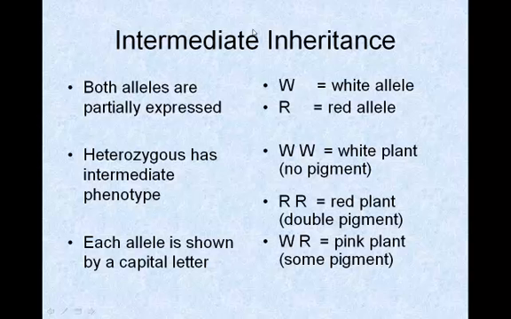But if you have a plant that has a white gene and a red gene, you're going to get pink because it's going to be a mixture of the two. It's producing some pigment, but not a lot. So the one that is heterozygous is the one that looks like it's an intermediate form.